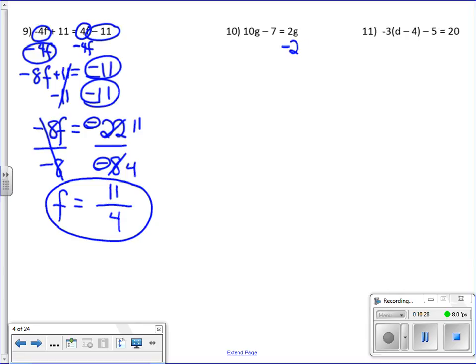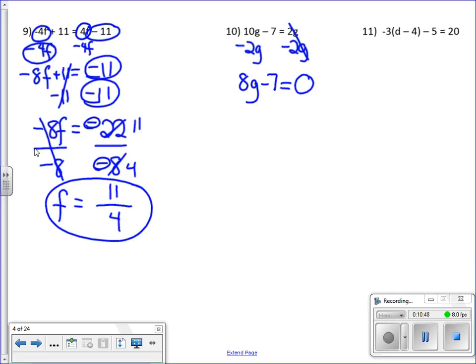Okay, on number 10 here, I need to get the g's all on the left-hand side. So I'm going to subtract 2g from here, and I'm going to subtract 2g from here. This cancels out, and I'm actually left with 0 on the right-hand side. Don't panic about that. It's going to be okay in just a moment. Now we have 10g minus 2g, which is going to give me 8g. So I have 8g minus 7 is equal to 0.